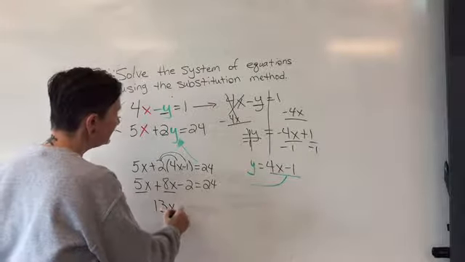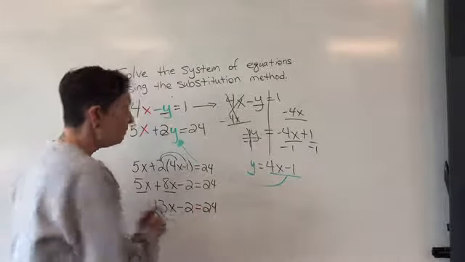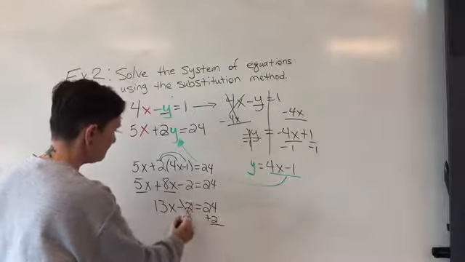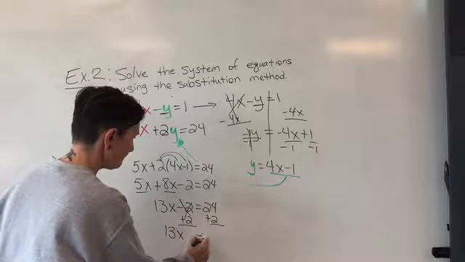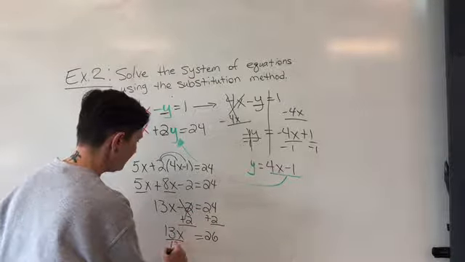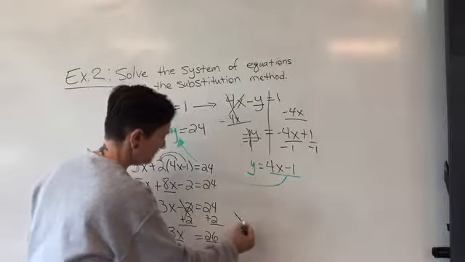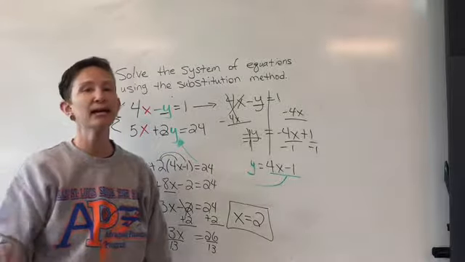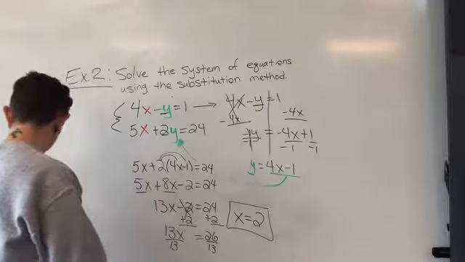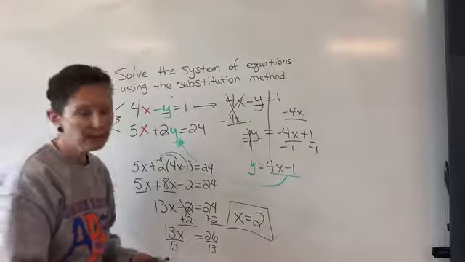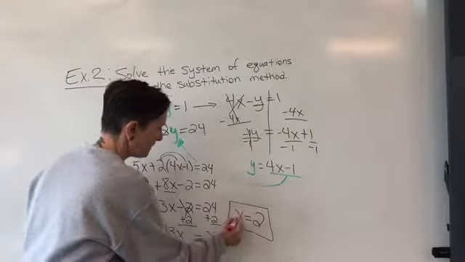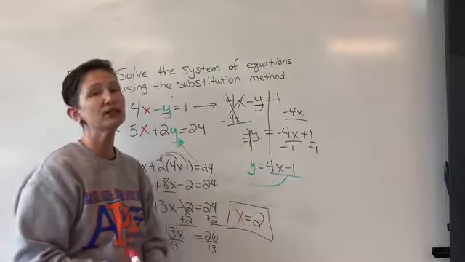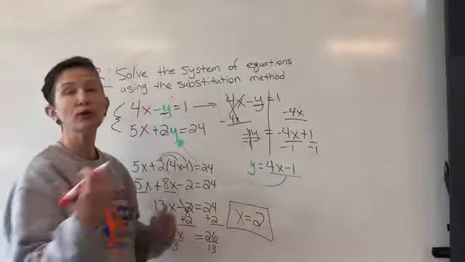And I get 13x minus 2 equals 24. I'm going to continue to solve this for x. Okay, so when I do that, I get an answer of x equals 2. Now that I have my x, I can take and plug that back into either one of my original equations to find my y value. So let's do that.